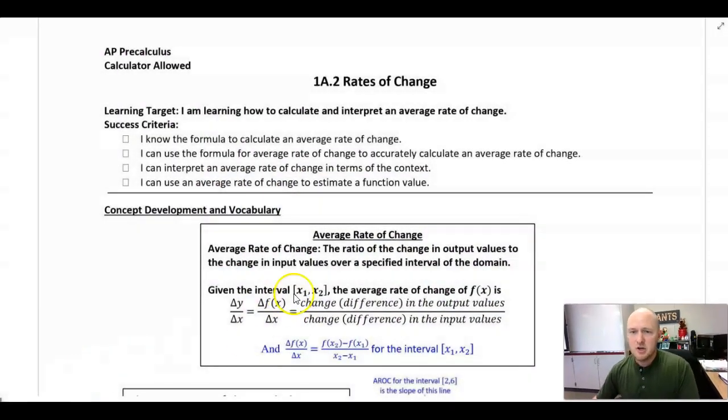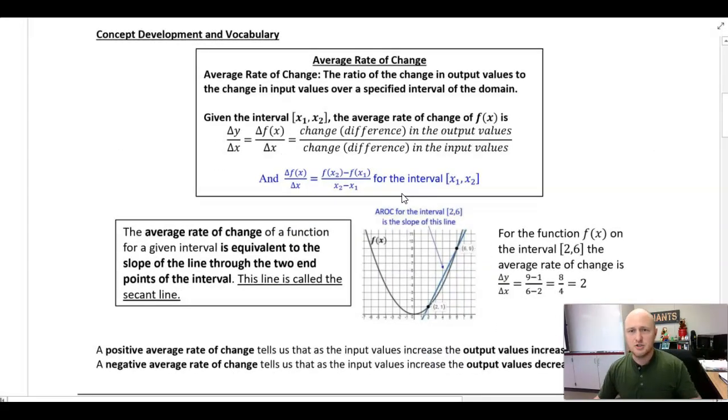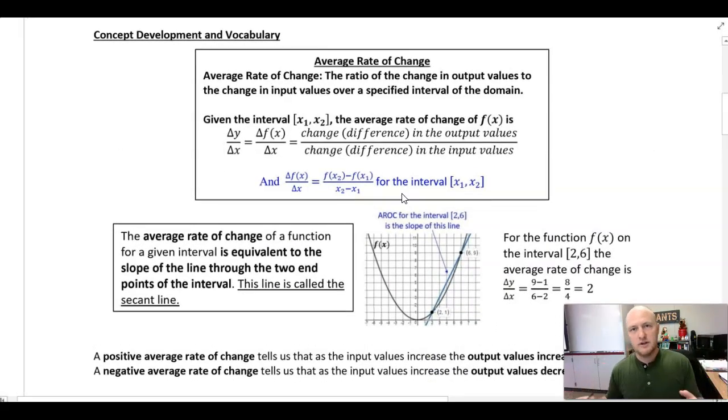This is 1A.2 and we're going to talk about rates of change and using rates of change within context as well as the interpretation of what that means. So without further ado, we're going to go ahead and talk about average rate of change. Average rate of change, very important in this course of AP Precalculus. It is just the ratio of change in your output values to the change in input values over a specified interval of the domain. And these problems always work this way.